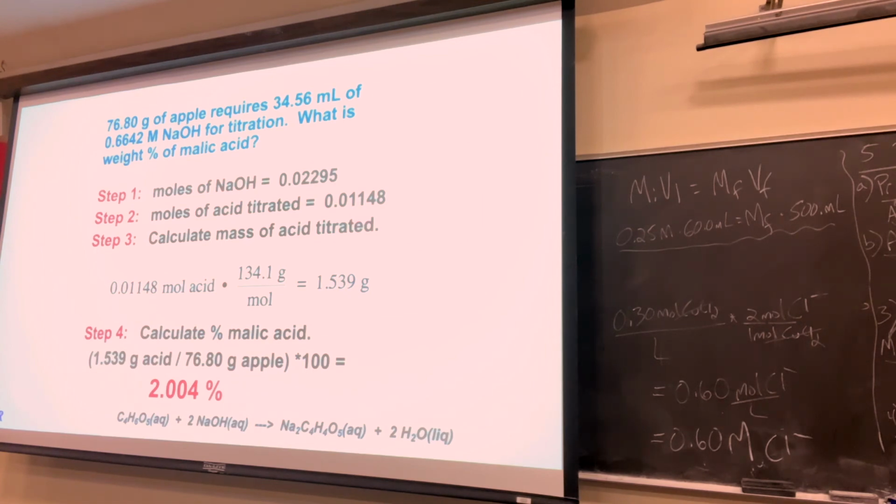And moles of malic acid times the molar mass, lots of M words. Moles times molar mass gave you the grams of the malic acid, the pure malic acid. So the percent of malic acid, grams of the good stuff divided by grams total, this divided by that, 2.004% malic acid. Okay. Any questions on that?